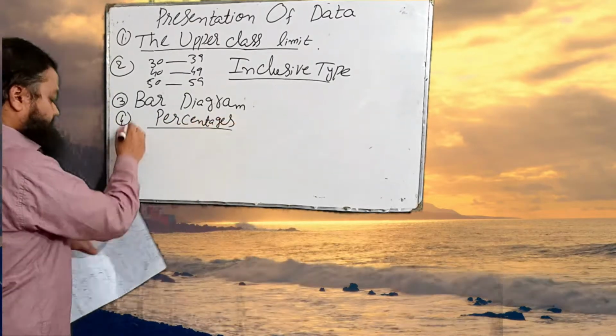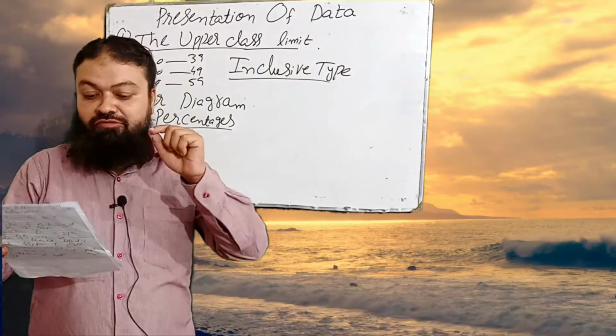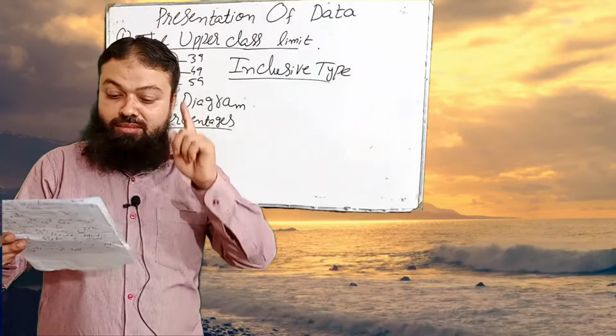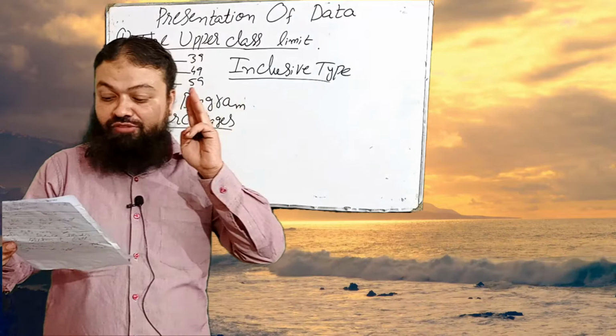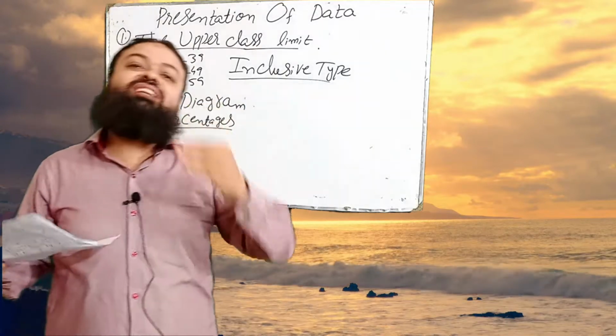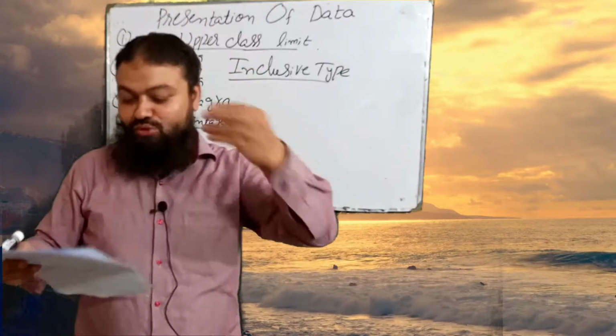Number 5, with the help of histogram we can draw a very important one. Number 1, frequency polygon. Number 2, frequency curve. Number 3, frequency distribution. All these are correct. We can draw all these three with the help of the histogram.